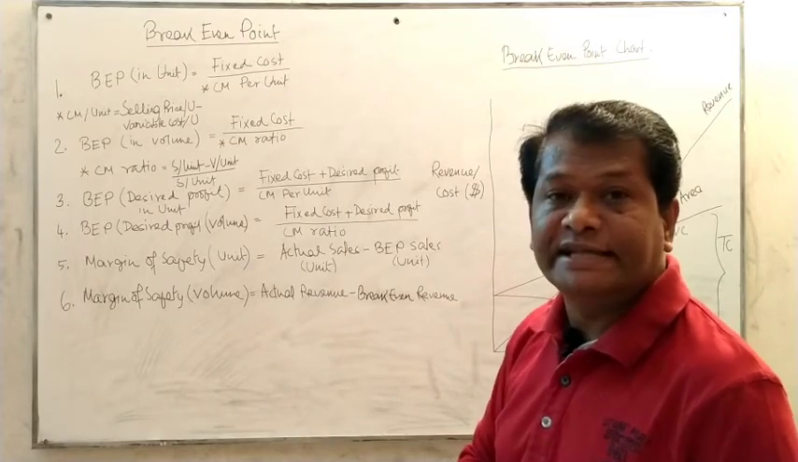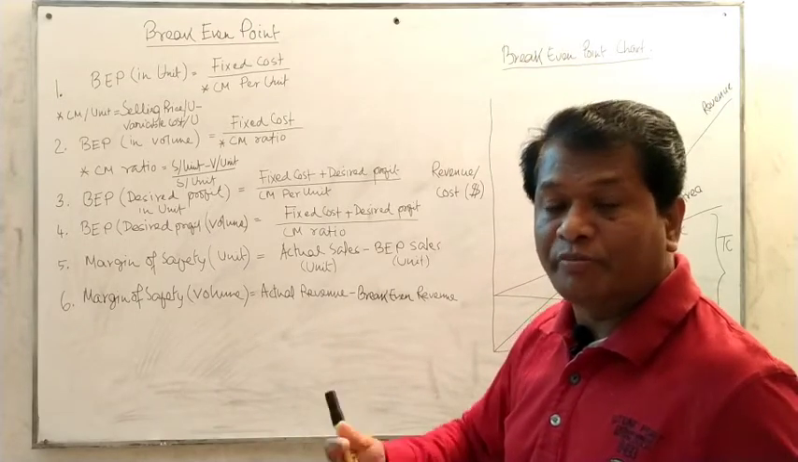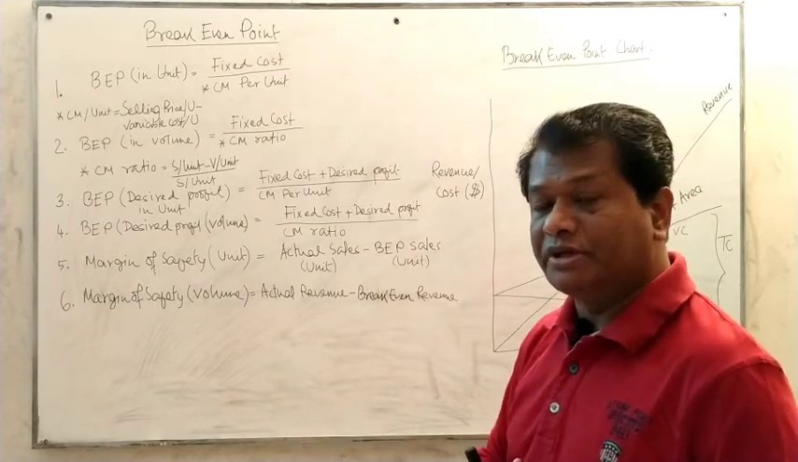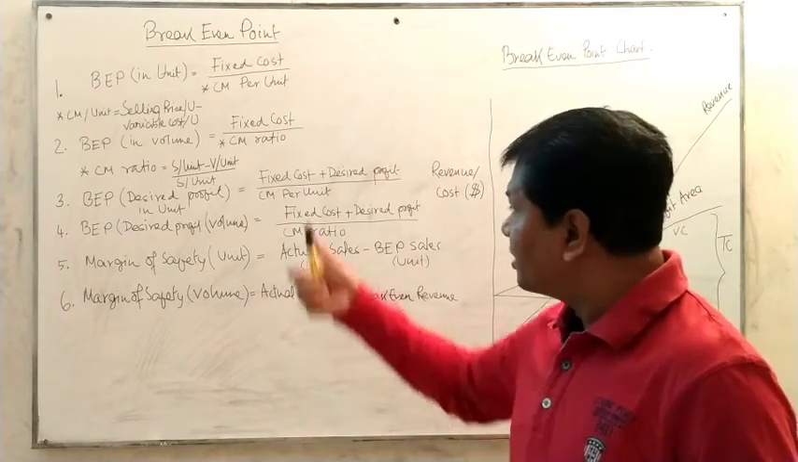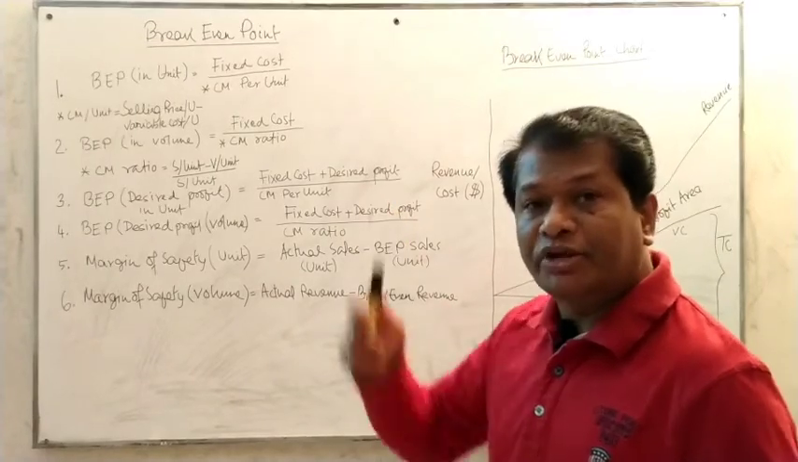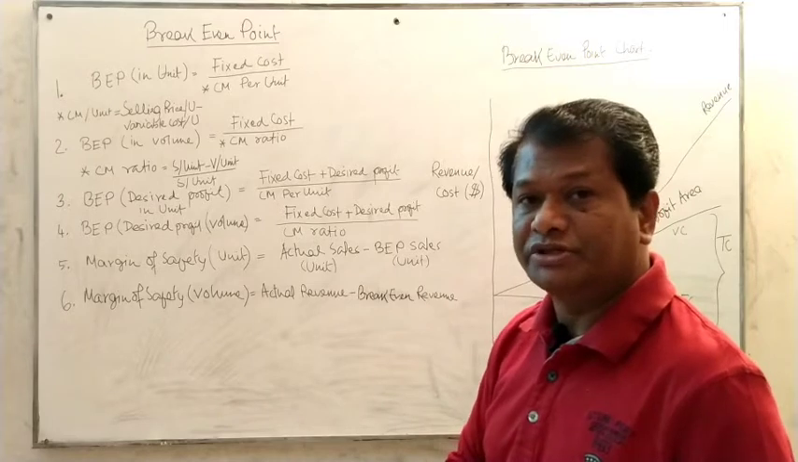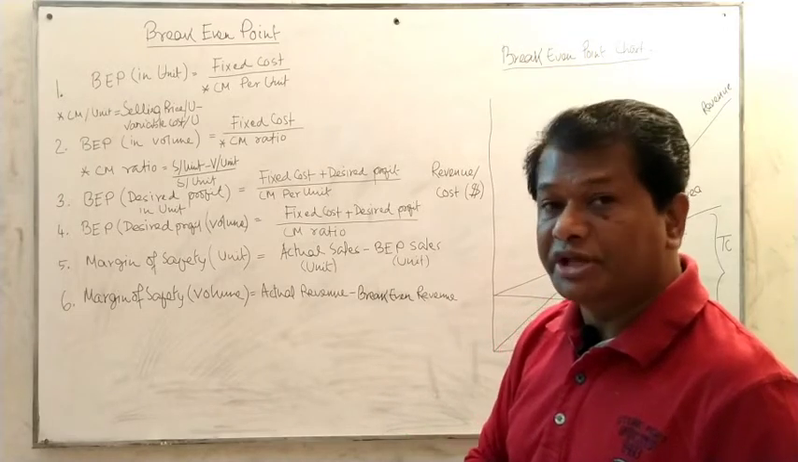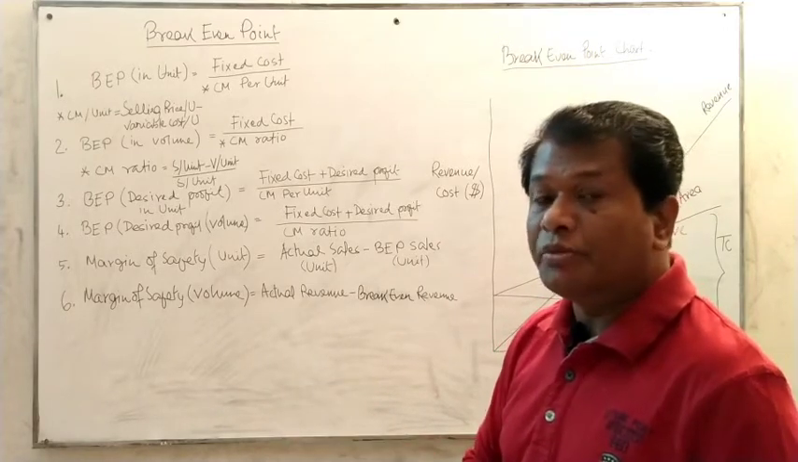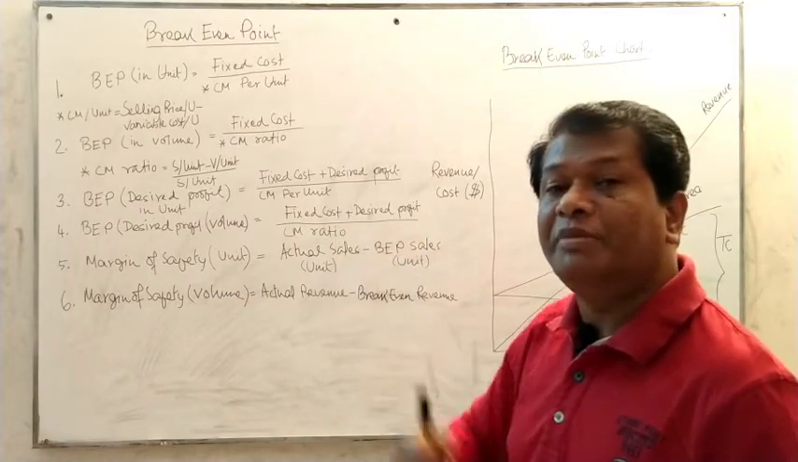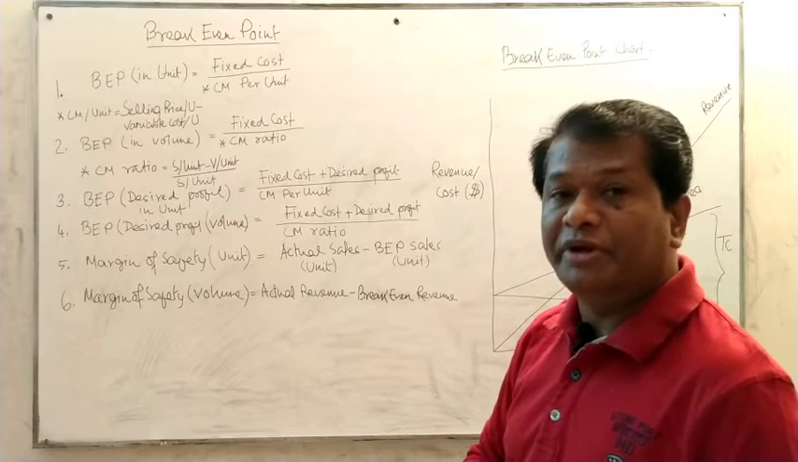Sometimes break-even sales is not given. There is another formula to calculate the break-even sales. Once you get the break-even points, multiply them by the selling price per unit, then you get the break-even sales. If break-even sales is not given in volume, then you have to calculate the break-even points in units and multiply those units by the selling price. The figure you get is the break-even sales.